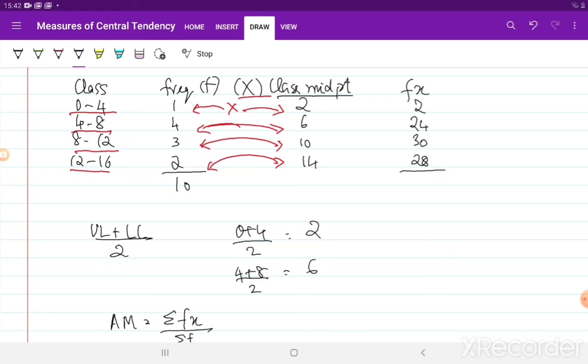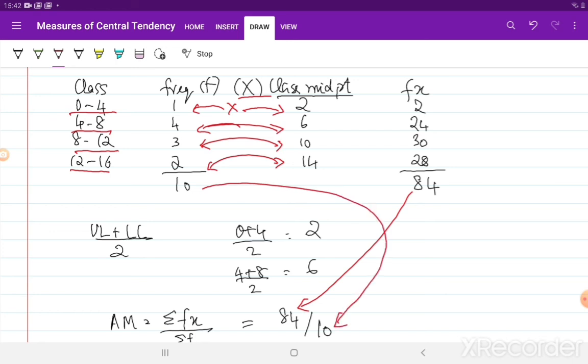Use your calculator, find out summation fx. Summation fx is 84. So your arithmetic mean is 84 divided by 10. So summation fx comes here and summation f comes here. And your answer is 8.4. In this example, since I've taken it from the guidebook, there are no units mentioned. But always remember, whatever is the unit being mentioned for x will be the unit for your arithmetic mean as well. So if these were marks, 8.4 marks would be the average arithmetic mean, right?